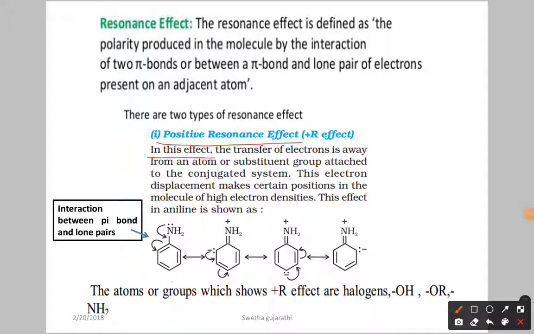So now here if you see, the positive resonance effect means what? In this effect, the transfer of electron is away from an atom or substituent group attached to the conjugated system. So now what I did here, the electrons are moving away from the atom. Here you can see it is moving from this group or substituent, away from the atom. This electron displacement makes certain positions in the molecule of high electron density. Now because of this, what happened in the ring, the electron density is going to increase.